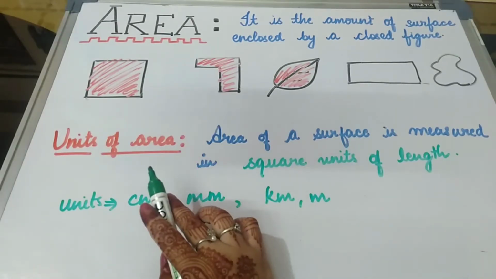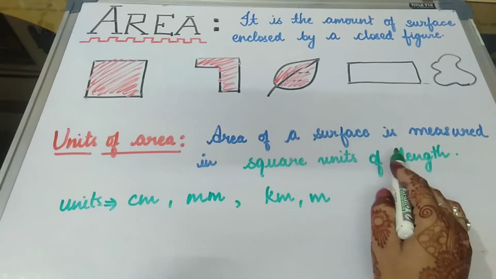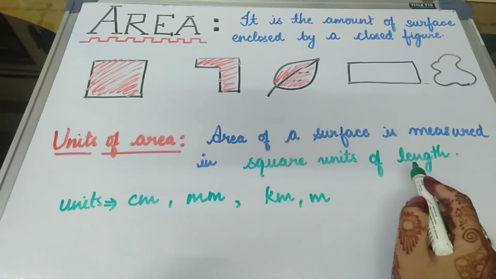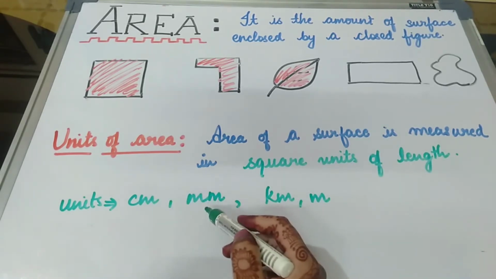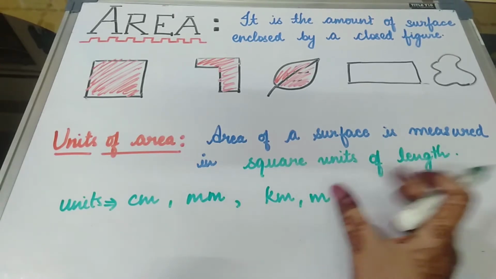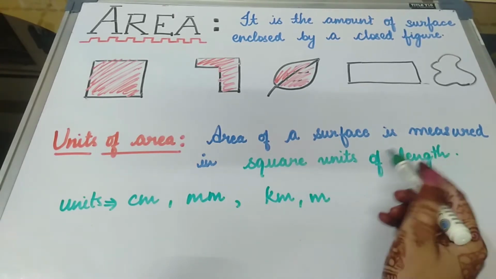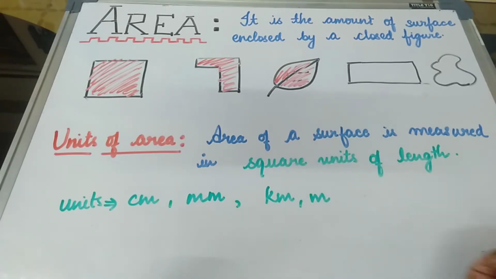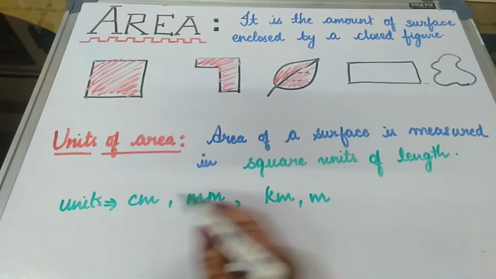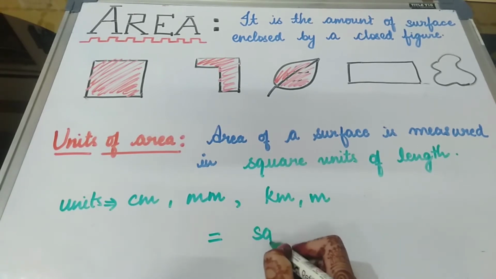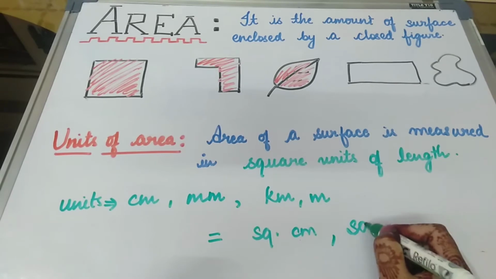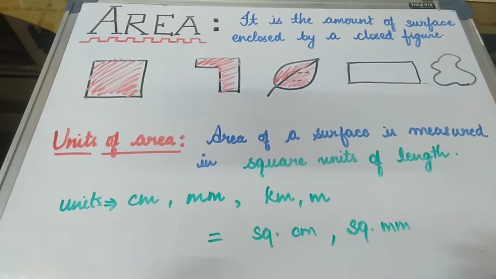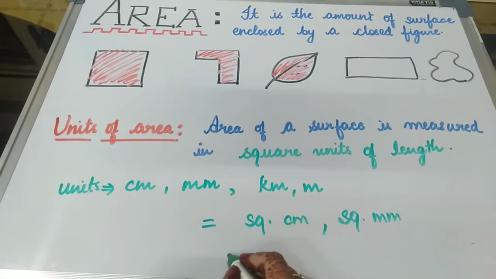Now let us see what the units of area are. Area of a surface is measured in square units of length. Whatever the unit of length is, suppose it is centimeter, millimeter, kilometer or meter, we have to take the square of that unit. So let us see how we do it. If it is centimeter, we will write the area as square centimeter. For square we can write sq. centimeter. Similarly square millimeter.